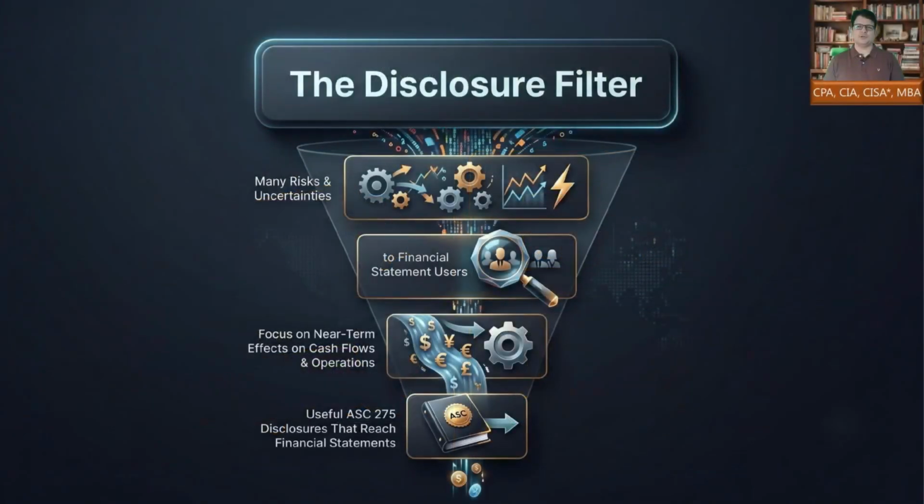The best mental model is the disclosure filter. Many risks enter the top of the funnel, but only selected risks should come out as ASC 275 disclosures. The preparer asks whether the uncertainty is connected to the entity's operations, estimates, significant estimates, or concentrations, and whether it has the kind of near-term relevance that users need. Boilerplate language is weak because it could describe any company. Strong disclosure is specific to this entity, this reporting date, and this user decision.